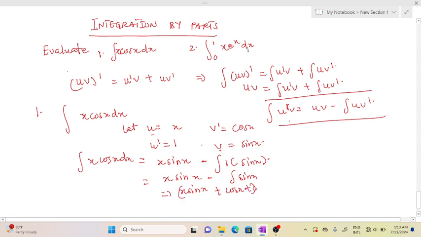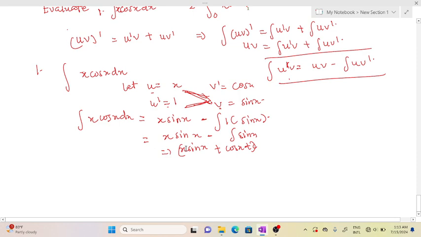So in short, if you want to solve this problem, you take your u, take your v prime, take your u prime, take your v. The next thing is you multiply this, then minus the integral of what? Multiply this and this. That's all. If anything will confuse you, don't let this confuse you. Take your u, take your u prime v, then you cross multiply here, then also minus the integral of the product of these two. That's all.